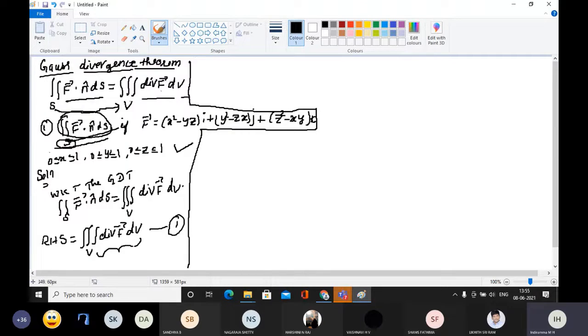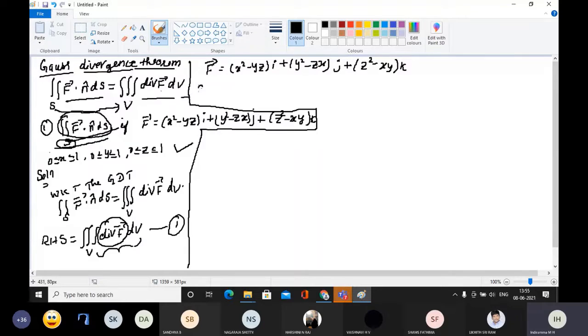Now, to evaluate this, what do we have to find first? Divergence of f. To find div f, first we have to write down vector f. What is vector f given? f equals (x square minus yz) i cap plus (y square minus zx) j cap plus (z square minus xy) k cap.